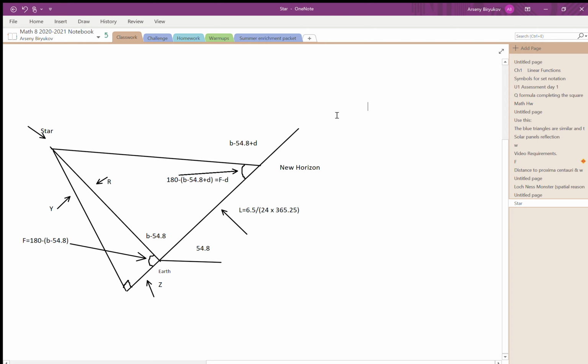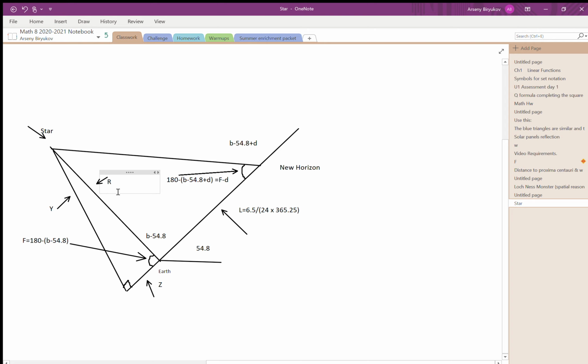So for this assignment, we must find the distance from Earth to Proxima Centauri and Wolf 359. In order to do so, I have drawn a model representing the problem using the measurements provided. In particular, L is the length between Earth and New Horizon, measured in light years. R is the variable that we need to find, the distance between Earth and the star.